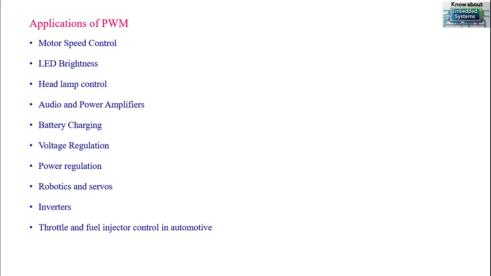So what are the applications of PWM? Applications are everywhere. We will use it in motor control, LED brightness, headlamp control, audio amplifier, battery charging, voltage regulation, ADCs. Even I have not included here, in ADCs and DACs also we will use PWM. In robotics to control servo motors. In inverters we will use it. In the automotive industry we will use it for throttle and fuel injection to control automotive vehicles. Like this, there are wide applications with respect to PWM. So PWM also plays a very important role in embedded systems.